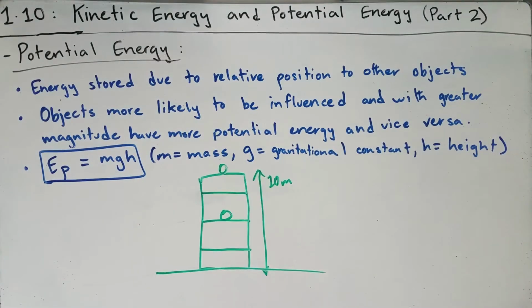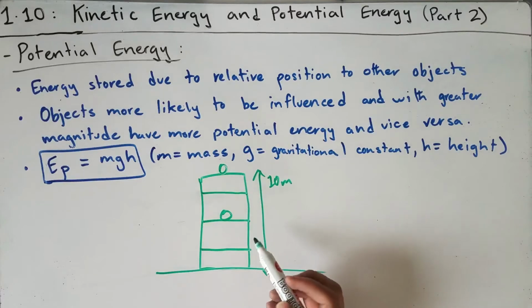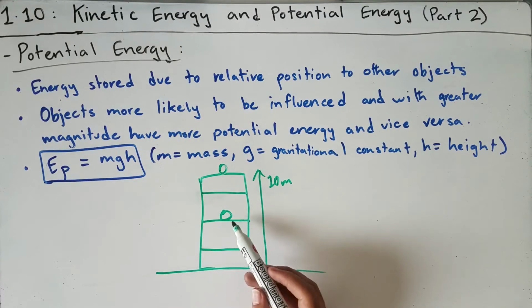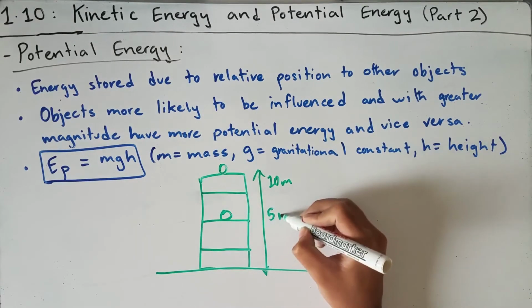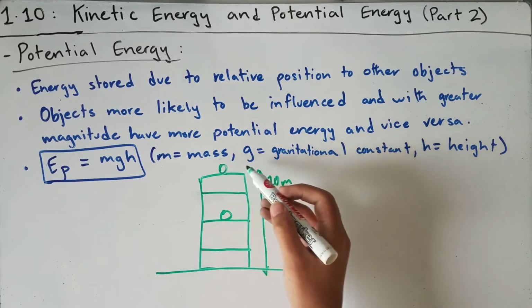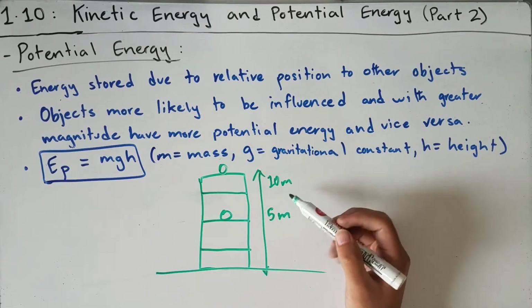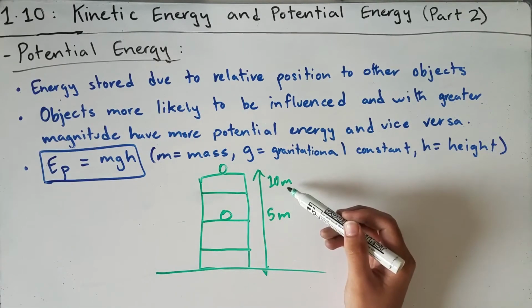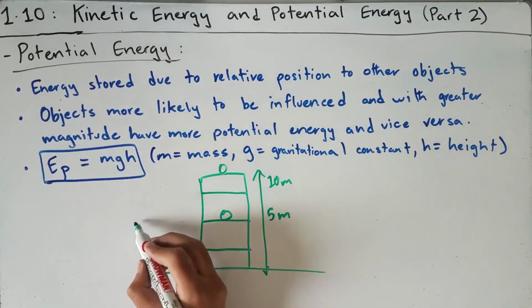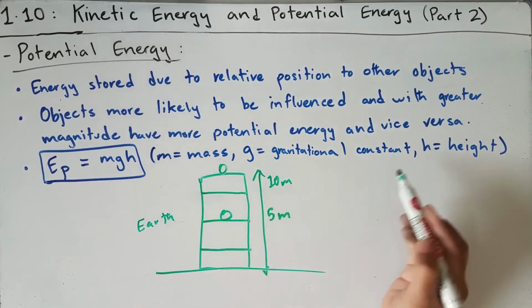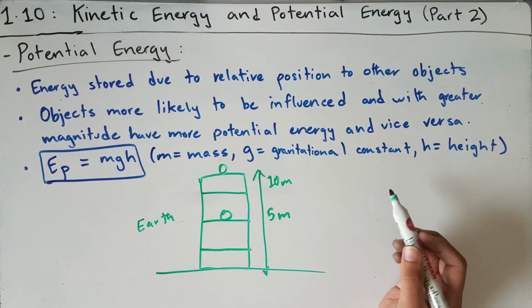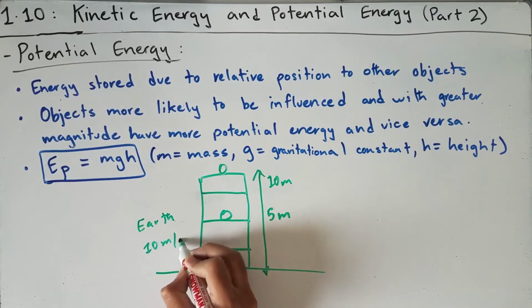So the gravitational potential energy, which is represented by the letter E with the subscript P for potential, is equal to the object's mass times the gravitational field in which the object is being influenced times the height of the object. So let's say you had a bookcase on which you had two balls sitting at different levels of the bookcase. So here on this level, let's say this ball had a height of 5 meters, and this ball that's on the top of the bookcase had a height of 10 meters. So the overall height of the bookcase is 10 meters. And let's say that this bookcase was placed on Earth. So the gravitational constant, or the gravitational field, would be 10 meters per second squared.